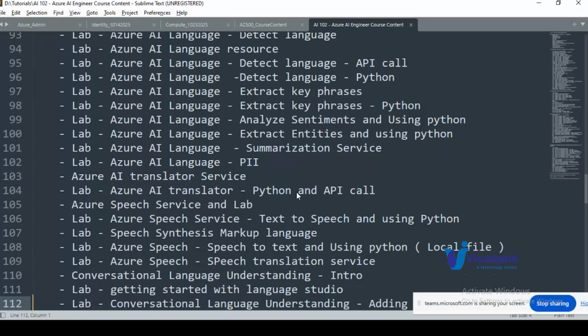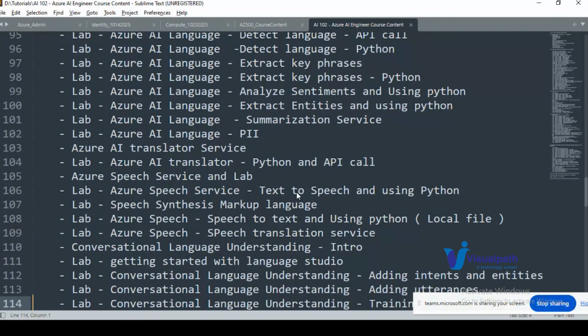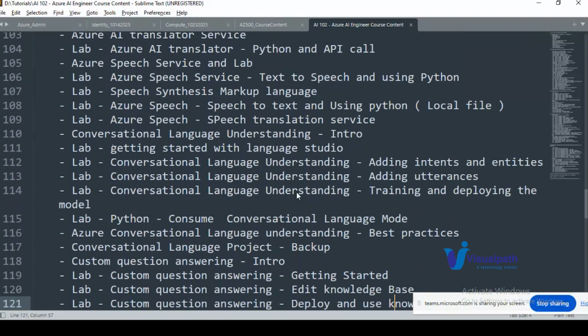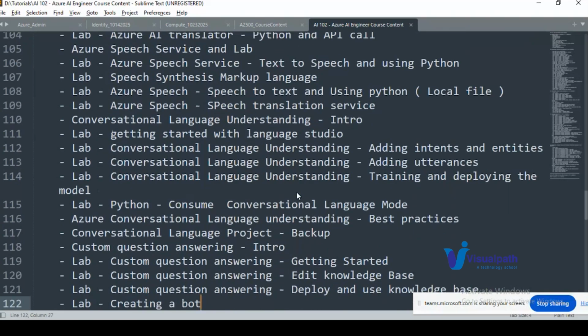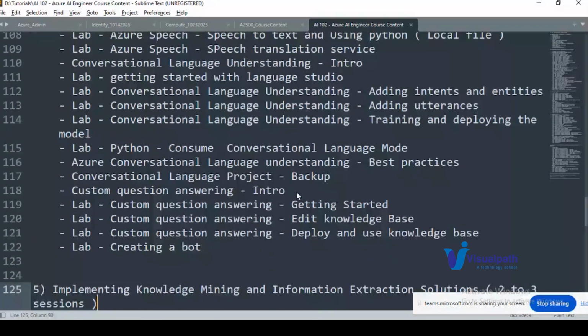You provide a voice, right? This is very important. You provide a voice and it's going to mimic that voice. That's also something that we learn in NLP solutions. Okay, a lot of topics are here. Understanding the intent, utterances, creating a knowledge base. Very important, we look at creating a bot, custom question answering.